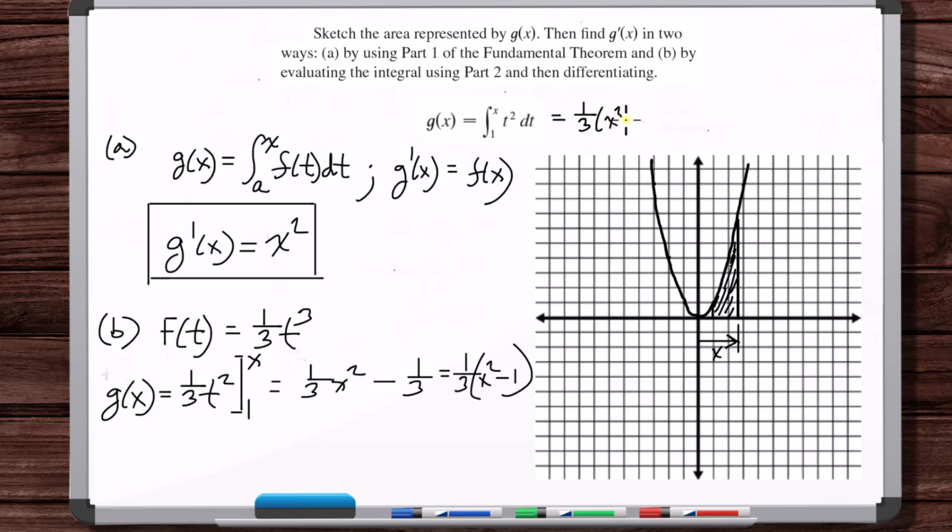Okay, so now let's find g prime of x by just differentiating this. Wait, no, this should be t cubed here. All right, so g prime of x is 1/3 x cubed. The derivative of 1/3 x cubed is x squared. The derivative of 1/3 is 0. So there you go.